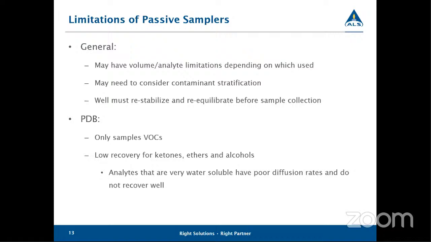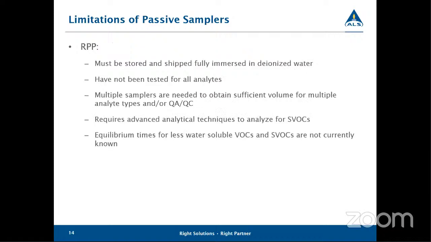The passive diffusion bag does only sample for VOCs. Like I mentioned, you get lower recoveries for ketones, ethers, and alcohols, and some of those more water-soluble analytes. They tend to not recover as well. The RPP, I had mentioned it does need to be stored and shipped fully immersed in DI water. We send them to you in that polyethylene bag. It's just up to you to keep it in there until it's ready to be deployed, and that's to make sure that you don't lose the DI water that's within the sampler, which is ultimately going to end up in your sample bottles once it's reached equilibrium. The RPPs haven't been tested for all analytes.